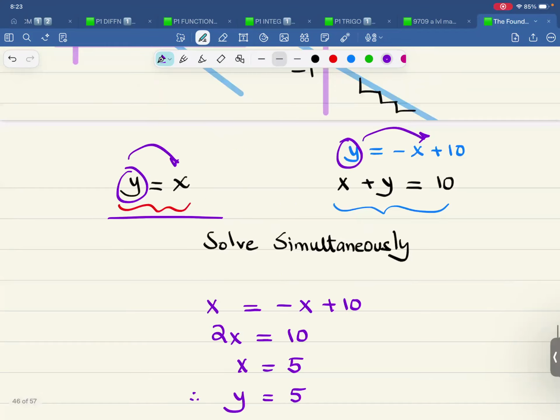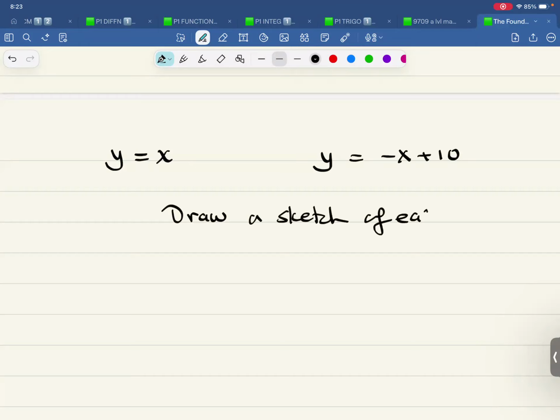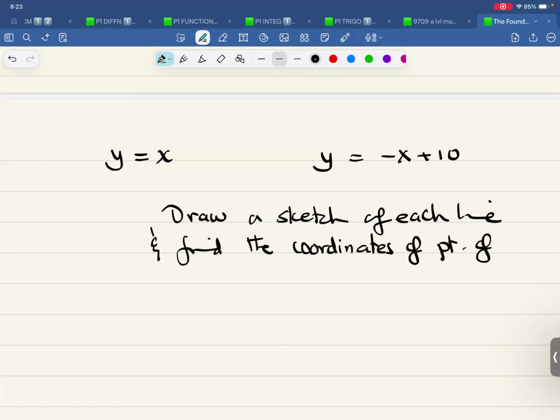That is the answer. Now, if I do this thing, y is equal to x, y is equal to minus x plus 10, draw a sketch of each line and find the coordinates of point of intersection. So this is point of, let me write over here, intersection of both the lines.